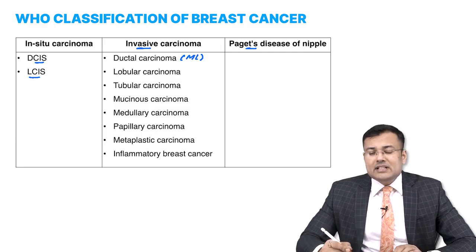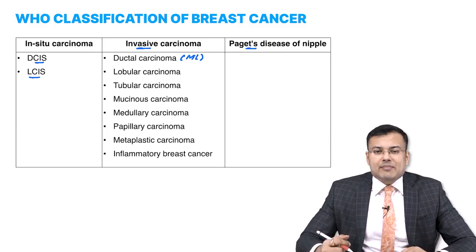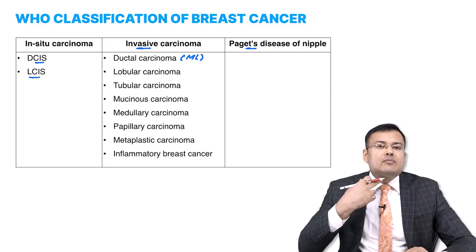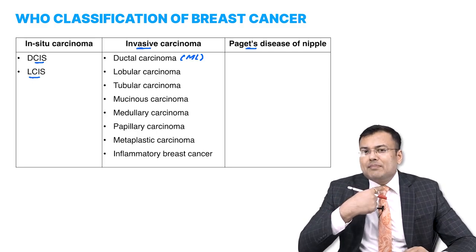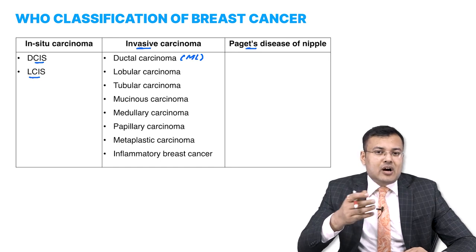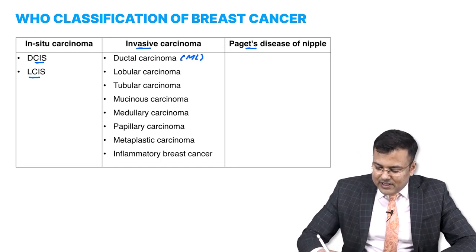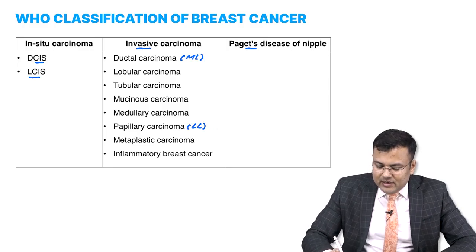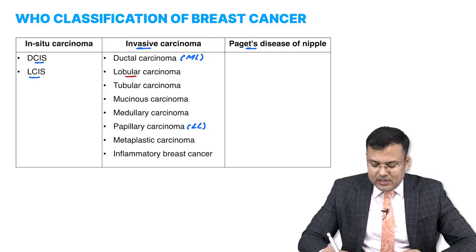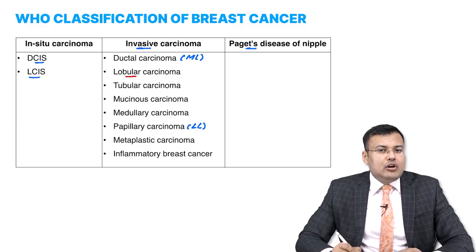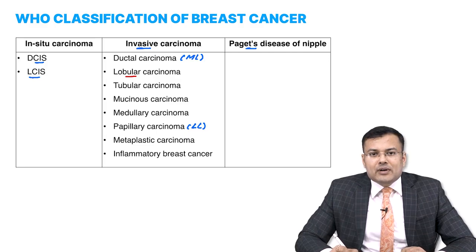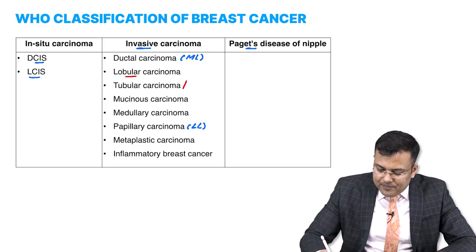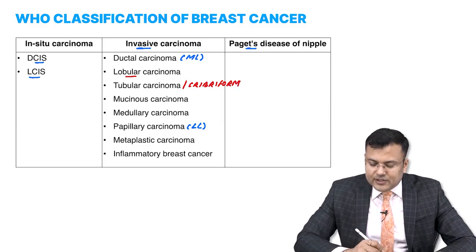The second question asked: what is the least common type of breast cancer? Tell me, what is the most common type of thyroid malignancy? Papillary. So papillary carcinoma is the least common in breast. Then you can see ductal, lobular carcinoma, and tubular carcinoma, which is also known as cribriform carcinoma.